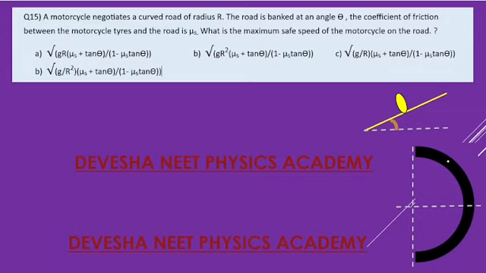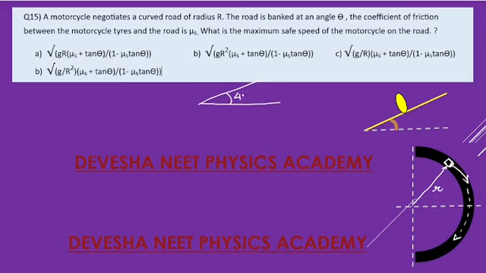Now imagine that this is the motorcycle negotiating a circular track like this, and this is the radius of the circle, which is r. If you look from the top, this is a halfway loop, and the motorcycle is following this track. If you see from the sideways, you will be able to see that it is actually an inclined track. So the road is not flat, the road is a little inclined like this.